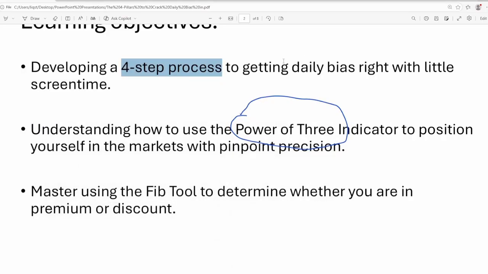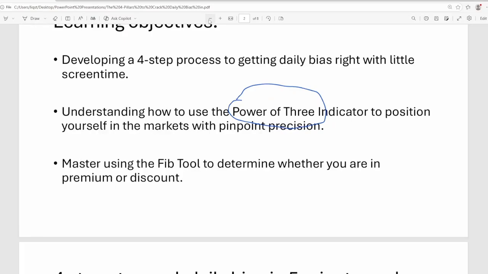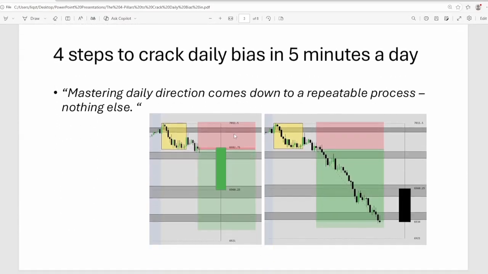15-minute power hour strategy, understanding how the power of three works, and then mastering the fib tool, which is basically the premium and discount. So mastering daily direction comes down to a repeatable process and nothing else.